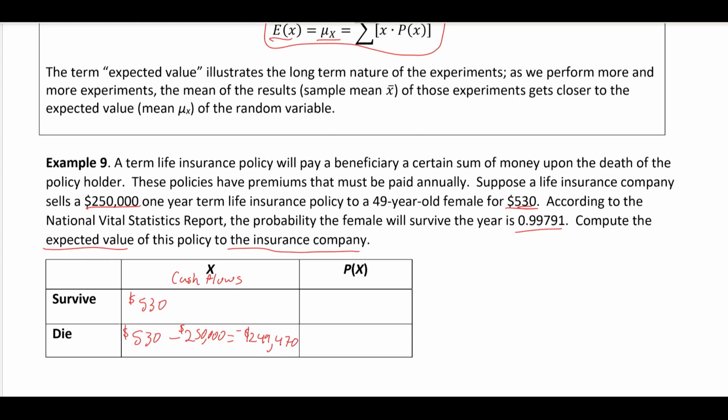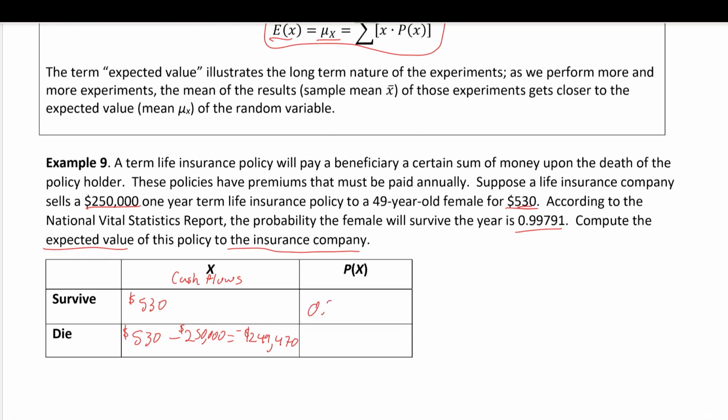So those are the two outcomes. Either you survive and the insurance company receives $530, or the policyholder dies and they lose out on that much money. Now, what was the probability of survival? Well, we're told that it's 0.99791.